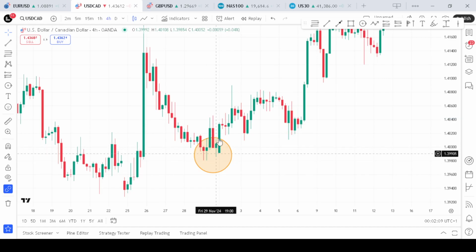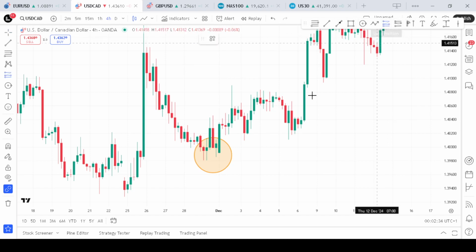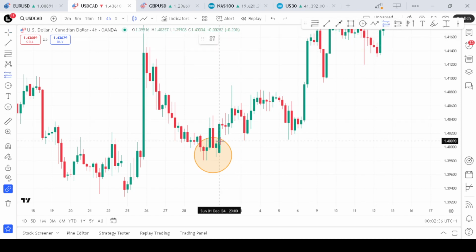a hammer here. The best place to enter is when you see your bullish candle form after the hammer. You can use this bullish candle after the hammer to confirm the trade, but to be on a safer position, this is what we should be looking for: a strong bullish candle after your hammer candlestick pattern. Once you get your confirmation, you place your buy order above the high of the candle.